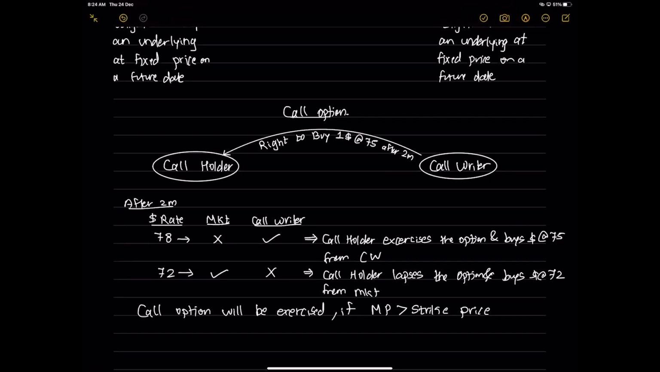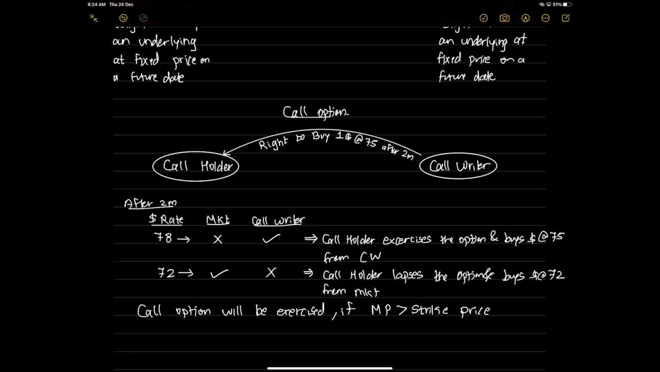So obviously this particular call option seems to be skewed to be beneficial towards the call holder only. The call writer is never going to make any gain. So how do we compensate the call writer? How do we motivate the call writer to become a writer? Because any wise person is not going to enter into such a contract where the other party always has a right to buy at rupees 75. How do we compensate the call writer for this?